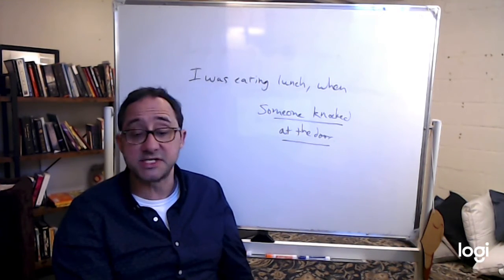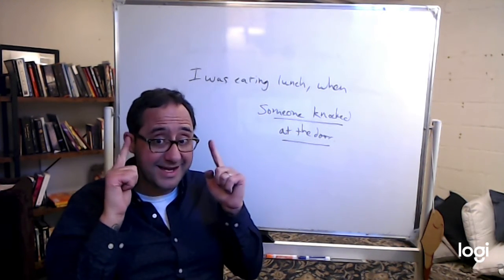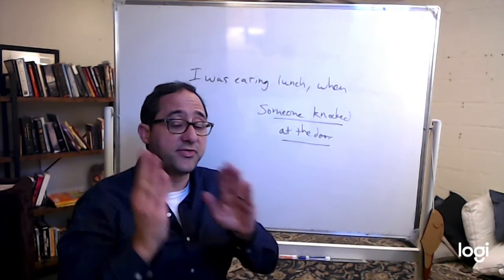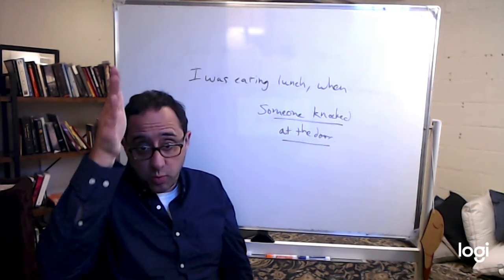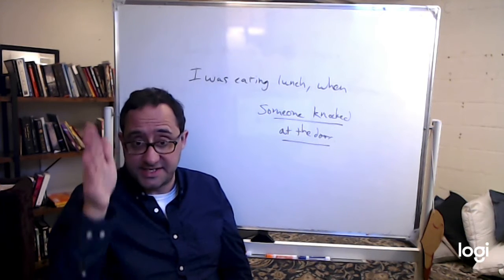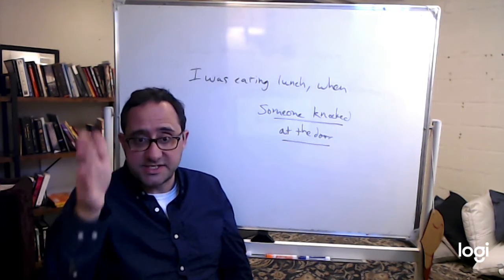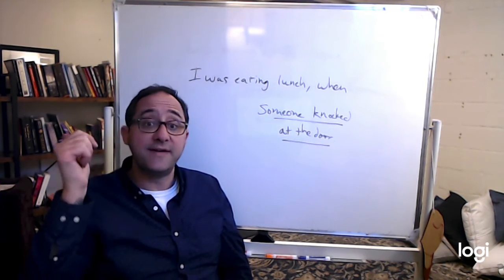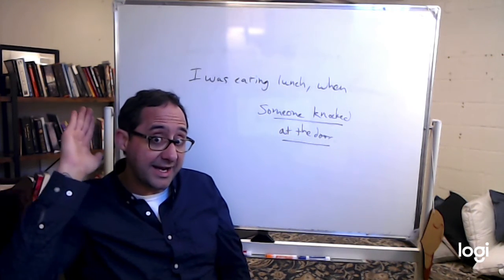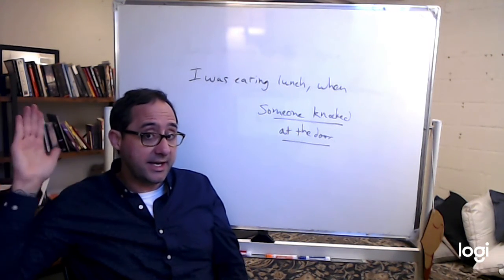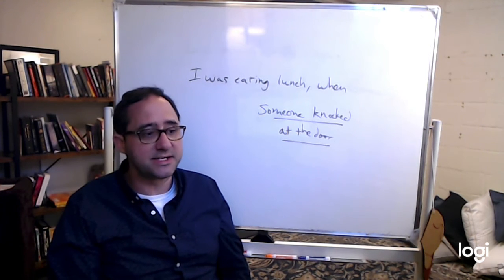So this is how we use this. It's pretty easy, but you have to think about how you're using it. You're thinking in the past, and it's not just one thing that happened at one time and is done. If it happened at one time and is done, we use the past simple. If it was happening in the past continuously, then we use the past continuous.